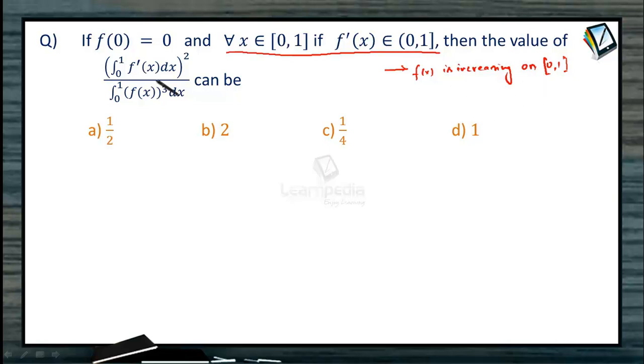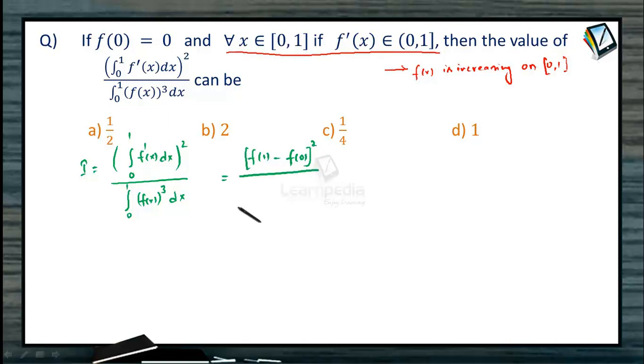Now we will use it in calculating the ratio of the given integral. Let's consider I to be the square of the integral 0 to 1 f dash x dx, by integral 0 to 1 f of x whole cube dx. Now if you look at the numerator, it has f dash x dx inside the integral. So this is simply f of x between the limits 0 to 1. That means f of 1 minus f of 0, the whole square.